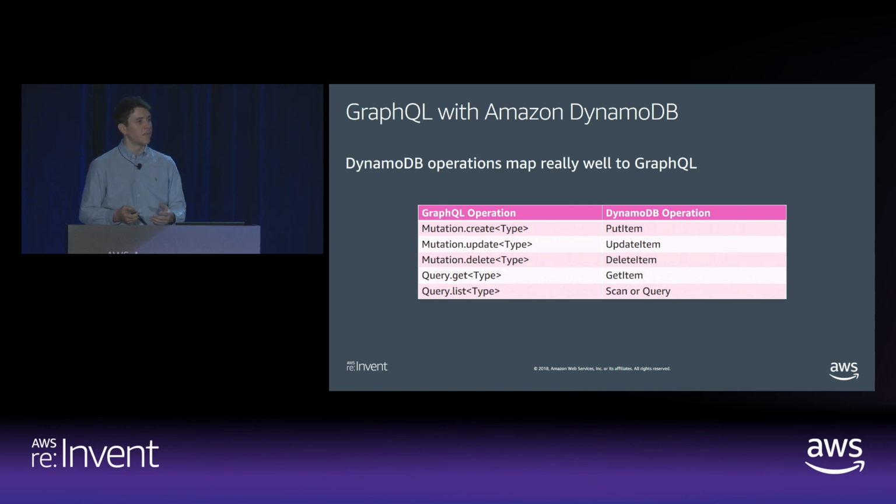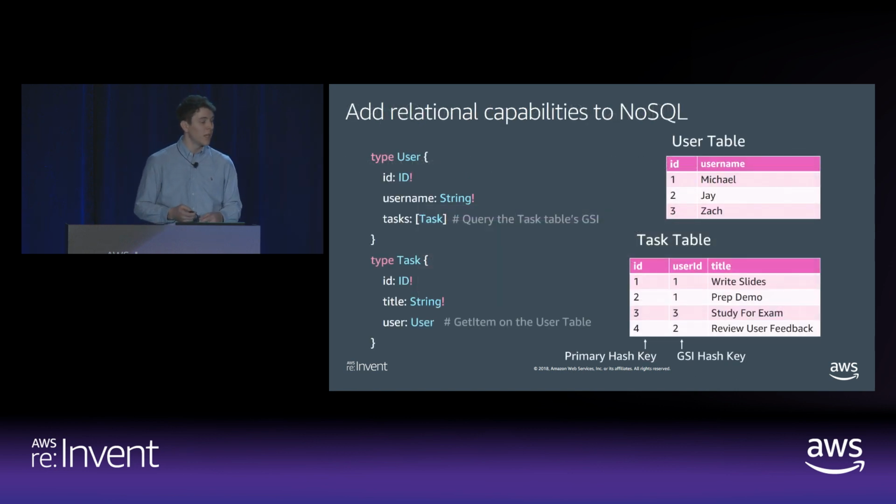But then one of the problems you find with DynamoDB is, almost everybody I talk to that's coming from a SQL background fights this when they first start using DynamoDB, is that they really just miss the ability to relate information with one another, or relate objects. And the nice part is that with GraphQL, you can basically add some of these relational capabilities to NoSQL just using the same operations that you've always had access to in DynamoDB.